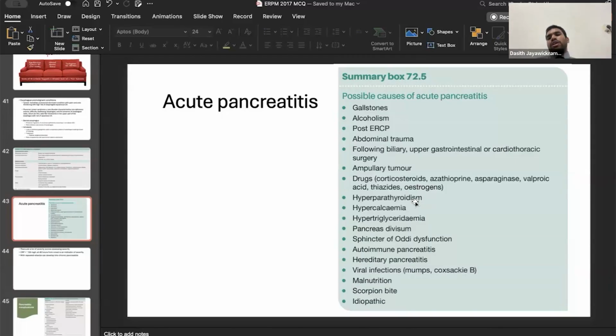Apart from that, there are a lot of other reasons: post-ERCP, abdominal trauma, following biliary or upper GI surgery, ampullary tumor, drugs such as corticosteroids, azathioprine, asparaginase, valproic acid, thiazides, estrogens, hyperparathyroidism, hypercalcemia, hypertriglyceridemia, pancreas divisum, sphincter of Oddi dysfunction, autoimmune pancreatitis, hereditary pancreatitis, viral infection, malnutrition, scorpion bite, and idiopathic. So idiopathic is the last option. If we can't find any of the etiologies mentioned above, only then do we diagnose it as idiopathic. So that is how it goes according to I GET SMASHED.